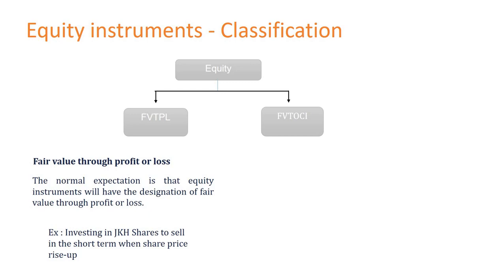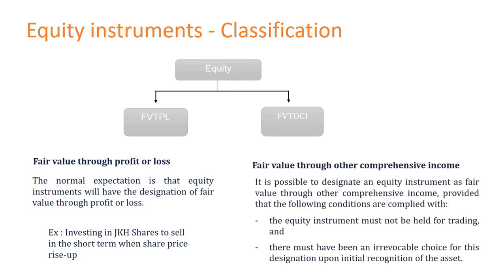Remember, it is possible to designate an equity instrument as fair value through OCI, provided that the following conditions are complied with. First one, the equity instrument must not be held for trading. Not things kept for selling. If it is held for trading, you can put them into the fair value through P&L bucket, right? There must have been an irrevocable choice for this designation upon initial recognition.